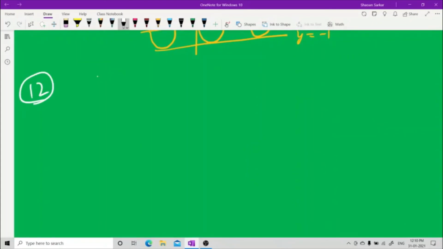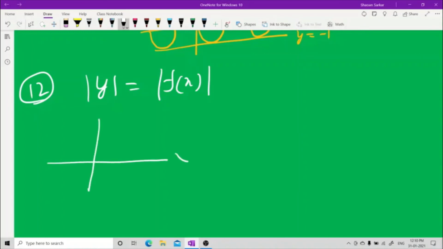This is y mod is equal to f of mod x, complete mod, right? Now what you do is that if you have a curve like this, see, this is your x-axis, this is your y-axis, and your curve is somewhat like this. Because of this mod, first the mod function will take place. First you take the mod function.